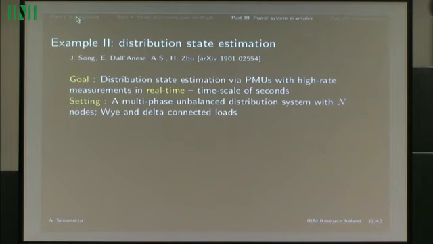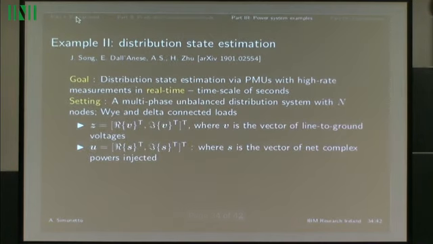Again, this is in real time, at least for PMUs, which means the time scale is going to be seconds. You probably want to collect different measurements at different time scales. That's fine. We have a multi-phase unbalanced distribution system with Y and delta connected loads, so it's more complicated than the one before, but in fact very similar in ideology. You will pack your decision variables, your voltages and your powers, in vectors.